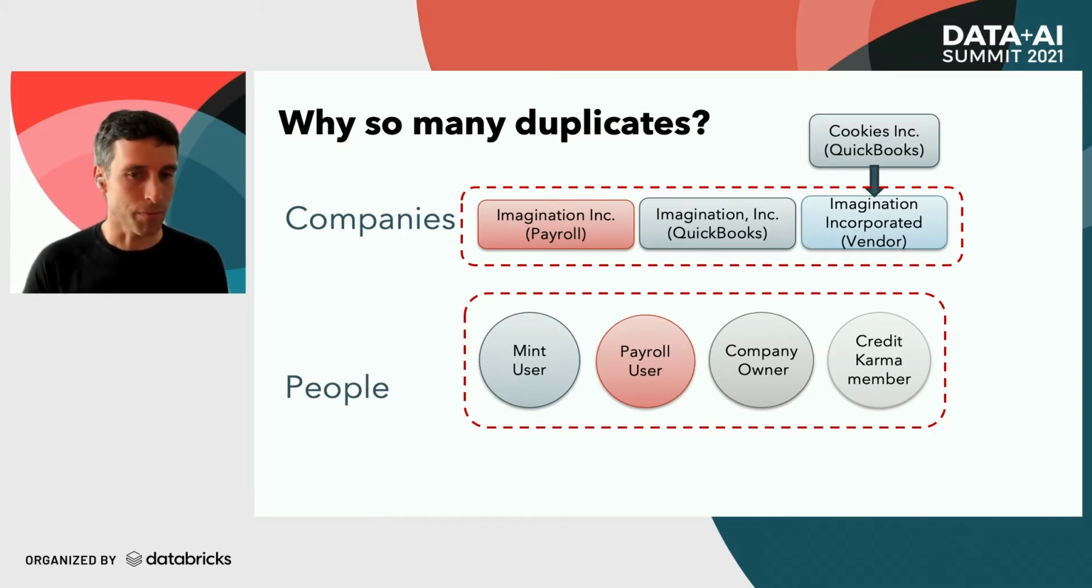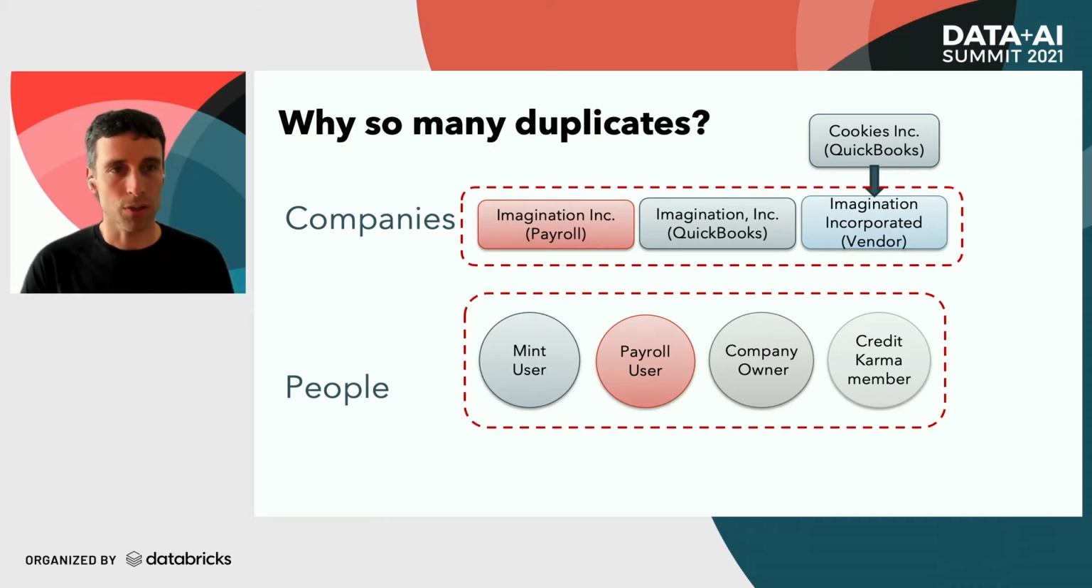Similarly, for people, you might have a Mint user who is also a payroll user or an employee of a company that uses a payroll service that we provide. You might have a company owner who is also a Credit Karma member, and duplicates just accumulate. It's kind of a natural thing. It's unfortunate, but it's common.